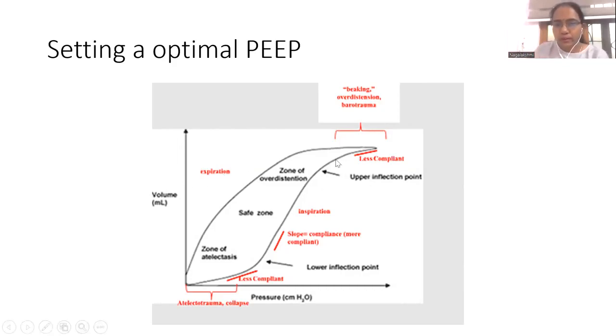So these are the three phases in an inspiratory limb, and the next one is the expiratory limb. Here in the expiratory limb is the upper deflection point and lower deflection point. So how to set up an optimal PEEP?